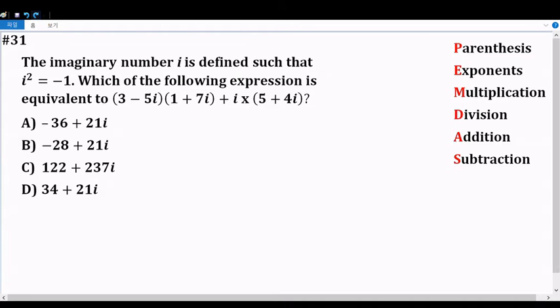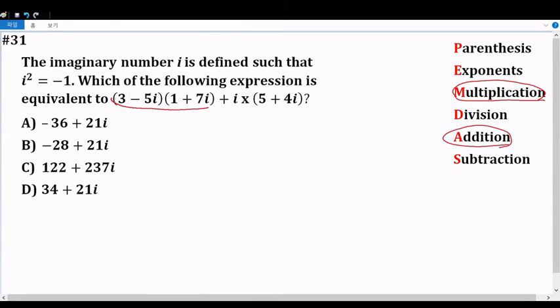Question number 31. The imaginary number i is defined such that i squared is equal to -1. Which of the following expressions is equivalent to (3 - 5i)(1 + 7i) + i(5 + 4i)? This expression has multiplication and addition. We have to do the multiplication first and then addition.